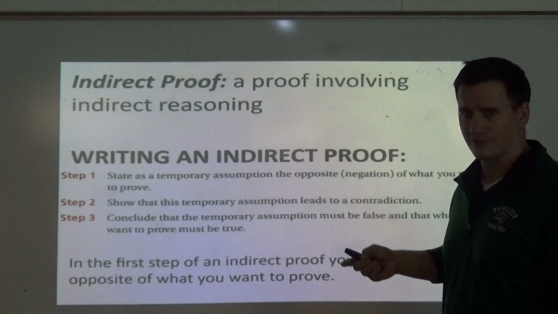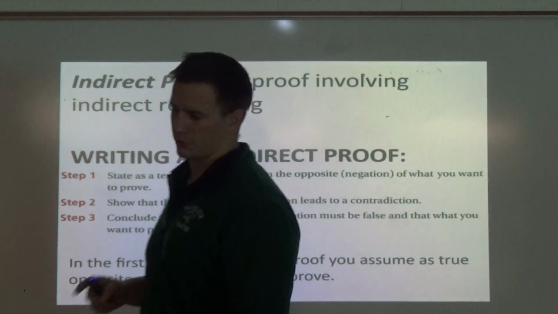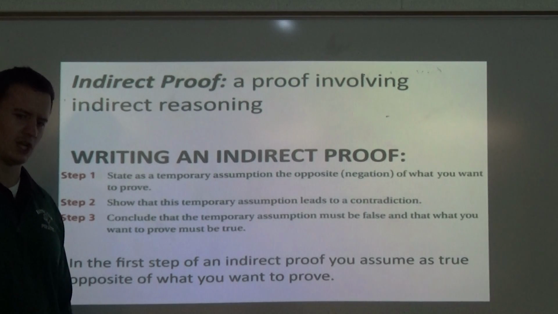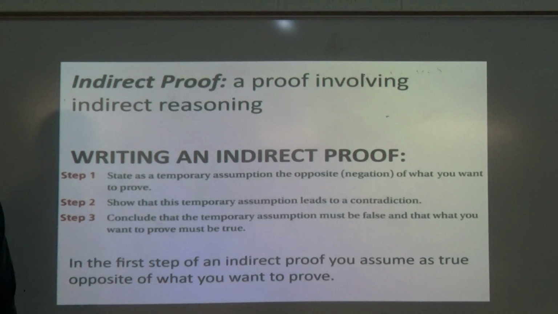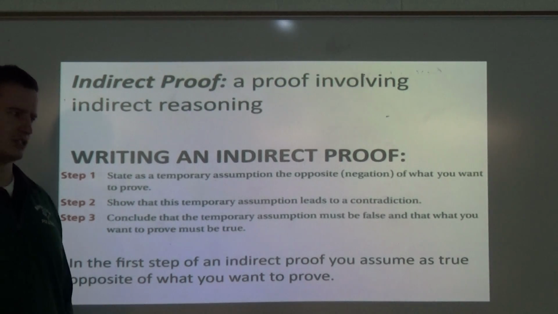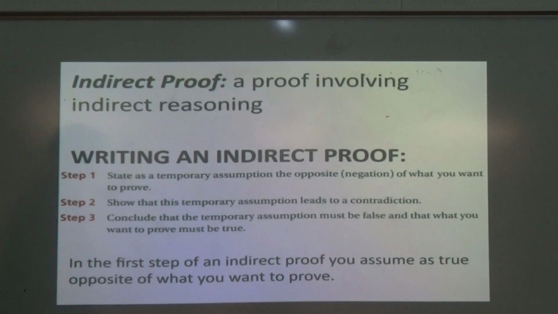Okay, steps for writing an indirect proof. You're going to start off: state as a temporary assumption the opposite or negation of what you want to prove. We learned about that back in chapter 2, I believe. So if we say Mr. Shell loves coffee, we assume that Mr. Shell does not drink coffee. That would be the negation, or does not love coffee.